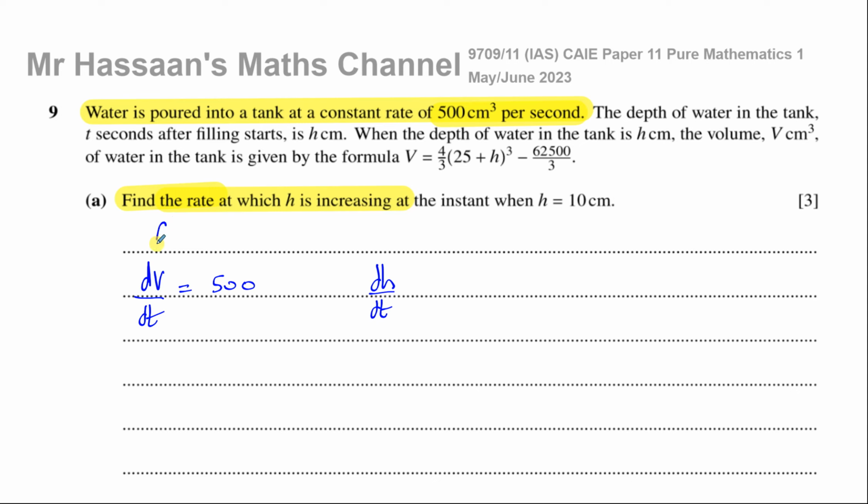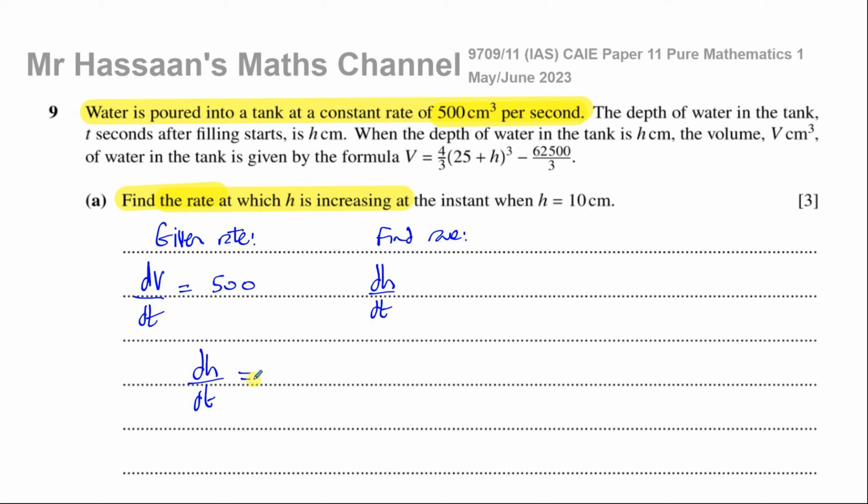So there's always a rate given. This is the given rate, and this is the rate that we have to find. There's always a rate that's given and always a rate to find, and we have to combine them together with the formula they give us in order to find what we need. So we're looking for dH/dt when h is equal to 10.